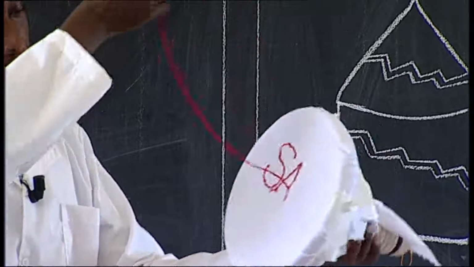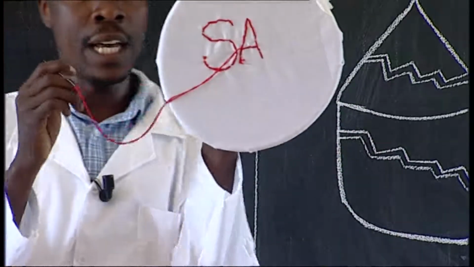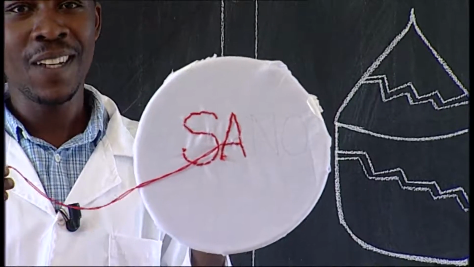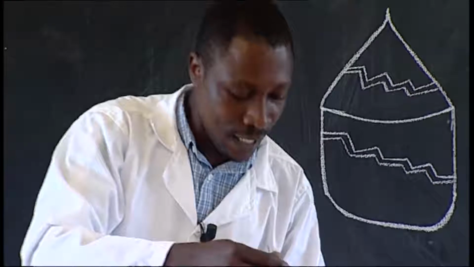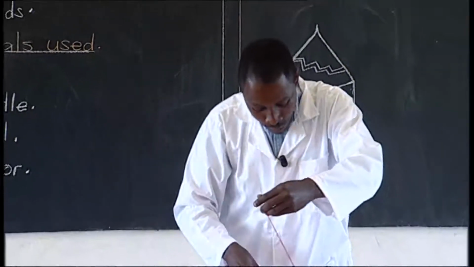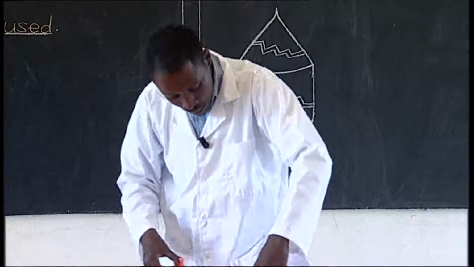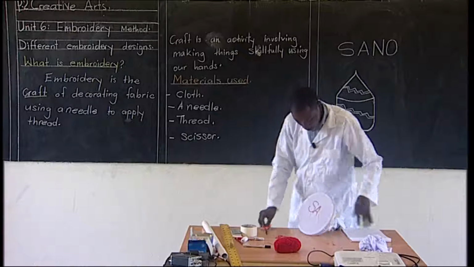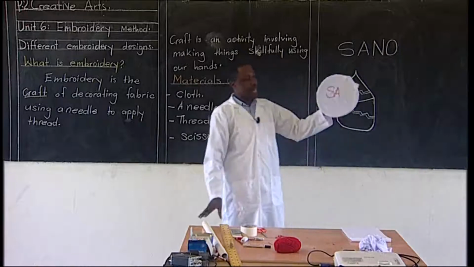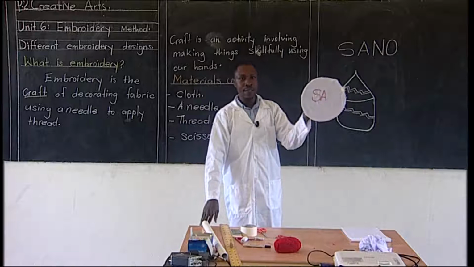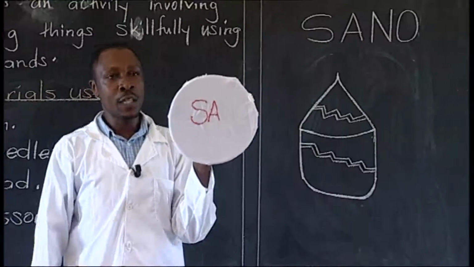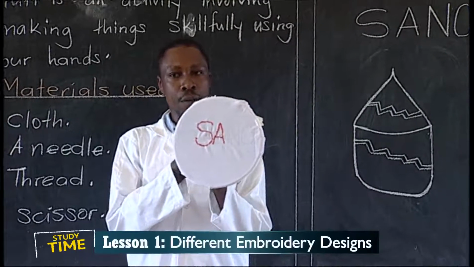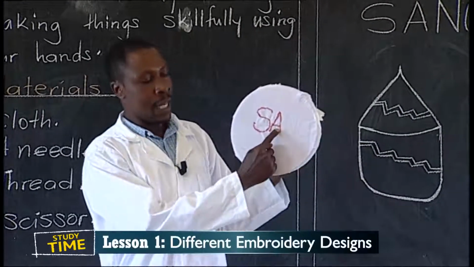I have finished letter A. Do you see letter A? Are you seeing it very well? Wow. Now get your scissors. Remove what you don't want. Excellent. Are you observing very well? Now we have S-A. We are trying to weave the name Sano on our piece of cloth.